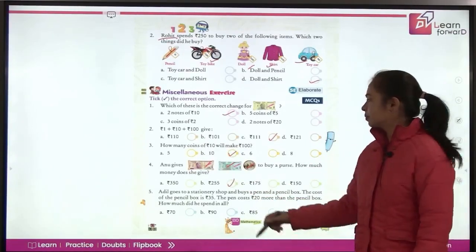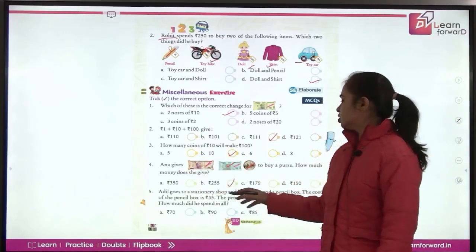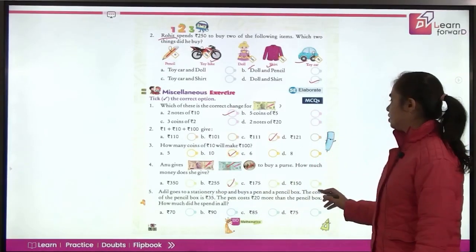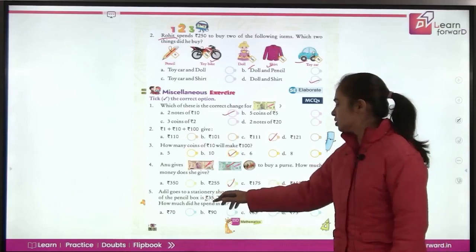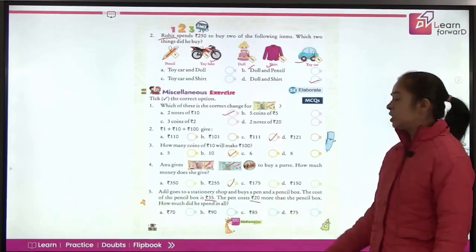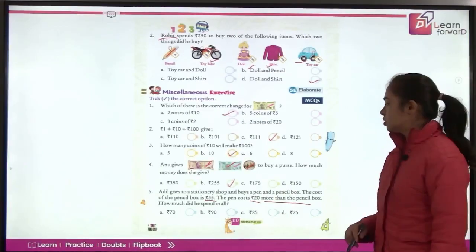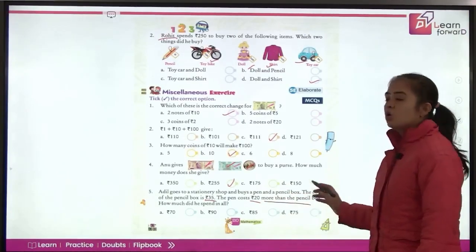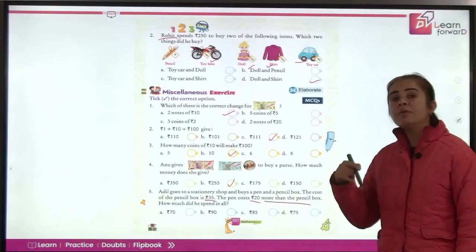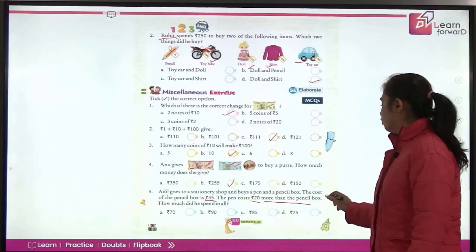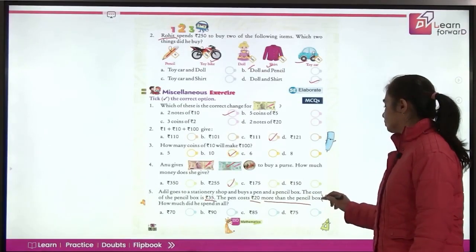Next, Adil goes to a stationery shop and buys a pen and pencil box. The cost of the pencil box is rupees 35 and the pen is 20 more than the pencil box. So, the pen is that costly, children. So, what do you think? How much is the cost of the pen? 35 plus 20, which is 55 rupees.